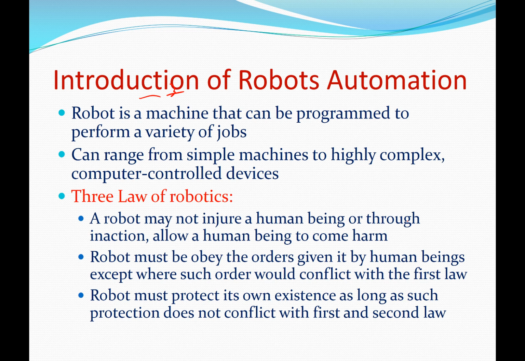Robots must obey the orders given and must protect their own existence as long as that does not conflict with the other laws. So these are kind of the first rules of robotics that have been around. I can't even remember who came up with them, but I think Isaac Asimov came up with these.